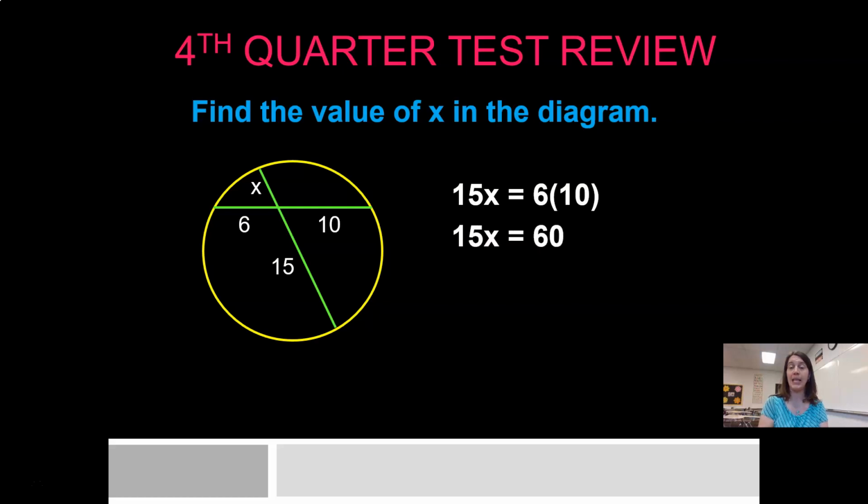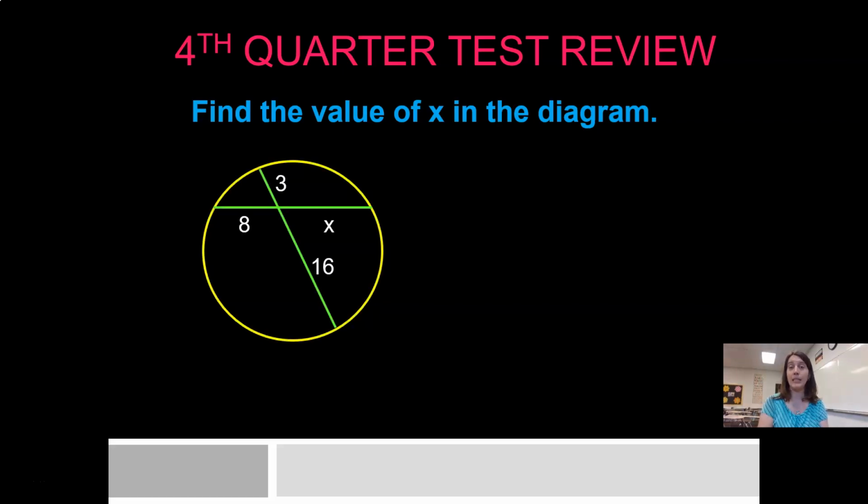Well, 6 times 10 gave me 60. So 15X is equal to 60. And our job is to find the X. So I divided by 15 and that gave me X equal to 4. I could check that quickly if I wanted to. 15 times 4 is 60. And I know that I have the right answer here for the X.